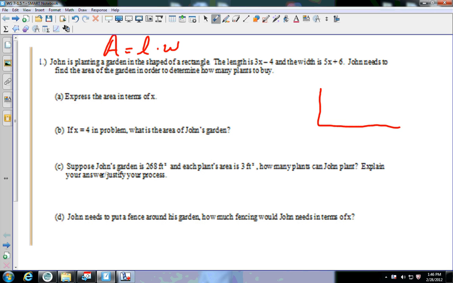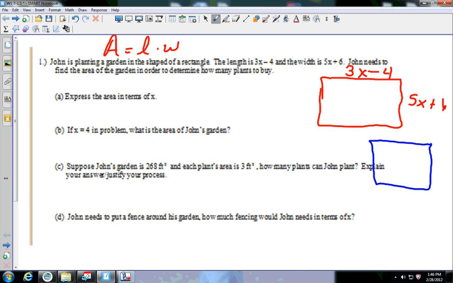So a lot of times I start off by drawing a picture. And I'm going to label it, I've got 3x minus 4 and 5x plus 6. Now to find the area in terms of x, it's a binomial times a binomial, 2 by 2. So I'm going to draw my box and I have 3x minus 4 and 5x plus 6. Okay, so this 5x times 3x is 15x squared.